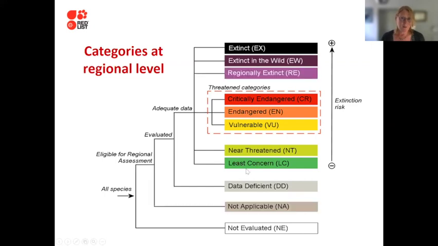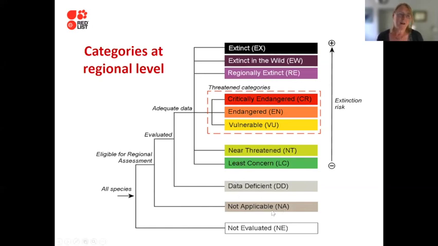For the regional level, we have 2 extra categories. So we've got the regionally extinct category, and that deals with the situation where you have something that is native to your country. It has now become extinct within your country, but still exists in the wild outside. So it's the Cambodia example I showed you earlier on.